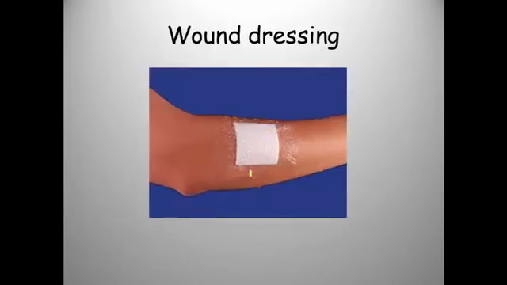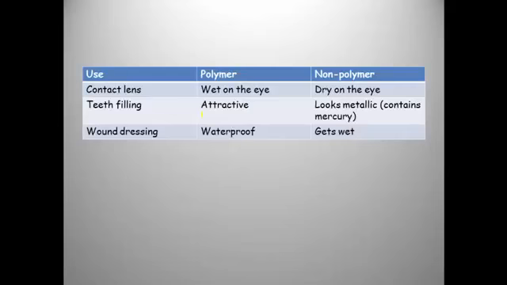Okay, wound dressing is now waterproof, okay, which is made from a polymer material. Back in the day, wound dressing was not waterproof, so if it got wet you have a higher risk of infection. Okay, so you need to know contact lenses and the comparison between the polymer and the non-polymer. So contact lens, stay wet on the eye, non-polymer, dry on the eye. Teeth filling, attractive because it's white, non-polymer looks metallic, contains mercury. Wound dressing, waterproof, and obviously the non-polymer gets wet and you have a high risk of infection.